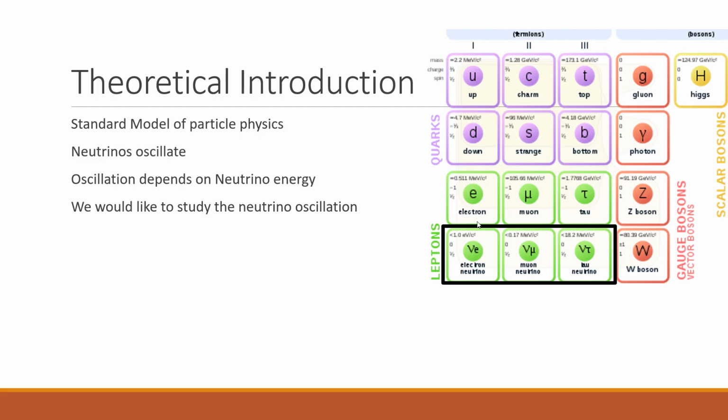One of these particles are neutrinos, which can exist in three different so-called flavors, and it can oscillate between these three flavors. We would like to study this oscillation. This oscillation is dependent upon the neutrino's energy. Thus, we would need a good way of measuring the neutrino's energy to study its oscillation. The problem is neutrinos are extremely hard to observe.